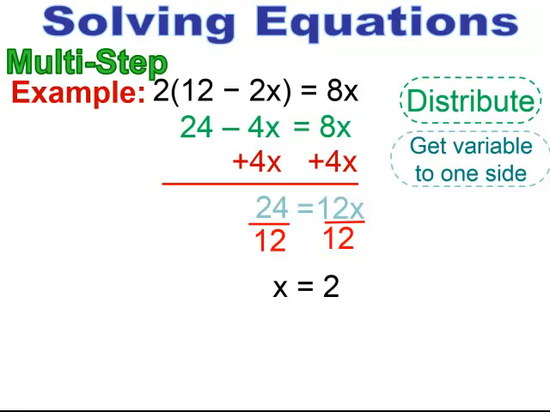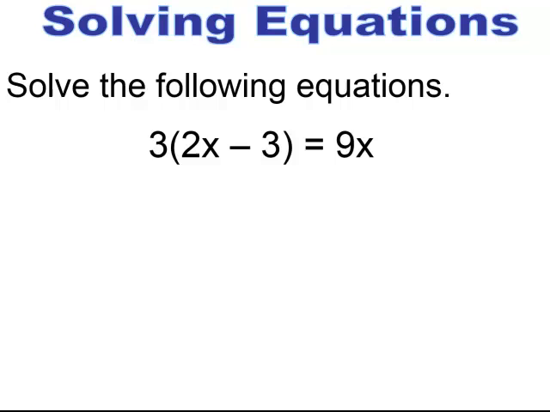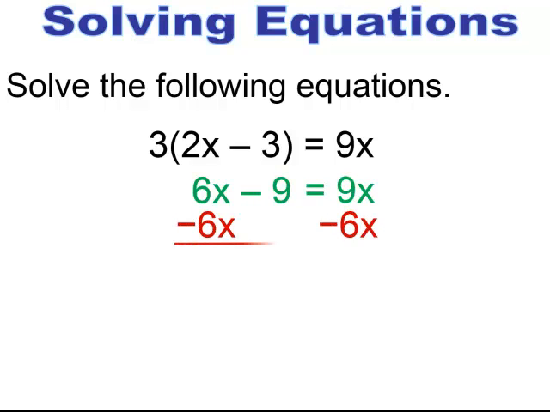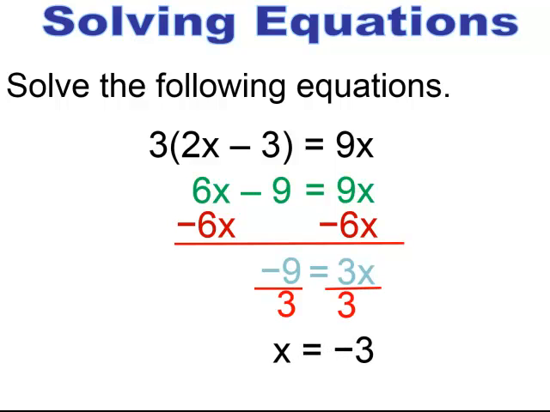So when the variable's already on one side by itself, take the other variable and move it to that side by doing the inverse operation. Pause and try. You do the distributive property, double check your arithmetic, and then I'm going to move that 6x over to the 9x because 9x is already by itself. So I end up getting a negative 9x equals 3x, and then I'm going to divide through by 3, and I get x equals a negative 3.